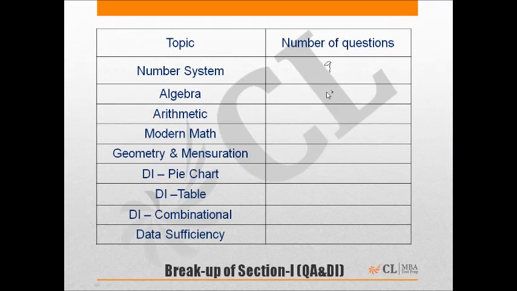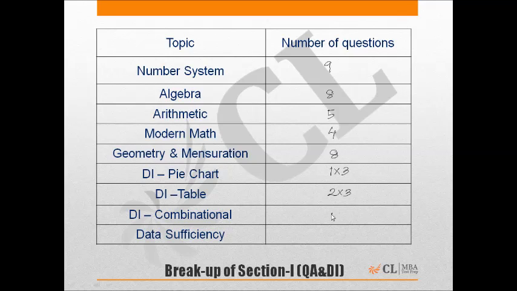Algebra, the total number of questions were 8. Arithmetic, the total number of questions were 5. There were 4 questions from modern maths. Geometry and mensuration had another 8 questions. DI in pie chart, it had one set with 3 questions in it. The tabular format had 2 such sets with 3 questions in each.